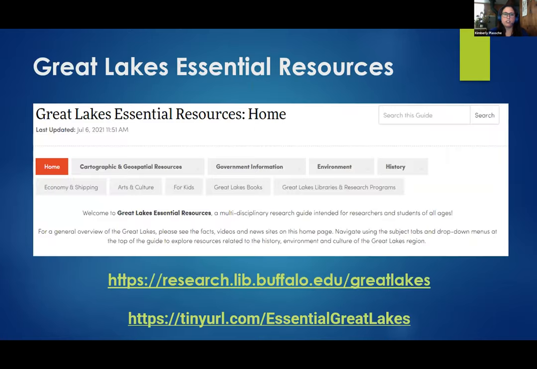So today I'm just going to be showing snippets of the guide. Obviously, I didn't want to wrestle with Zoom jumping from my PowerPoint to my browser. So the most important piece you need to know are the URLs. And I have two here. The top one is the university sanctioned URL. And the bottom one is a little bit easier to remember, tinyurl.com/essentialgreatlakes.